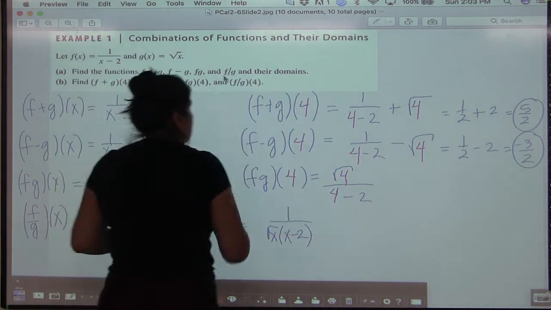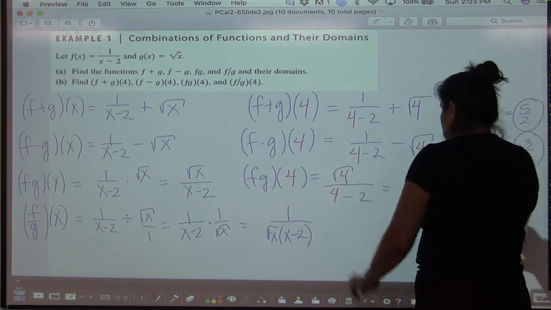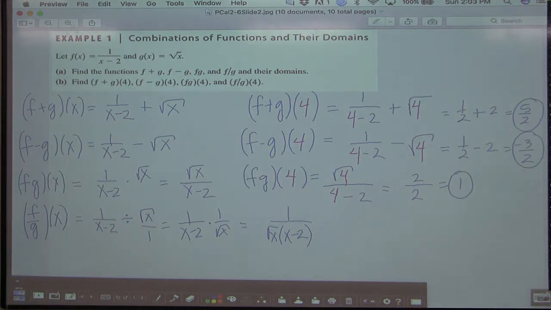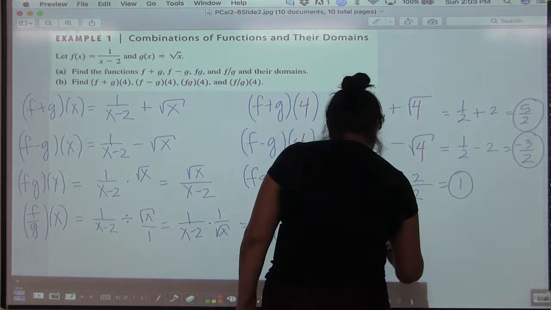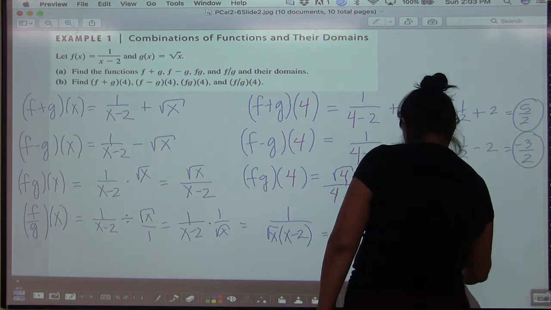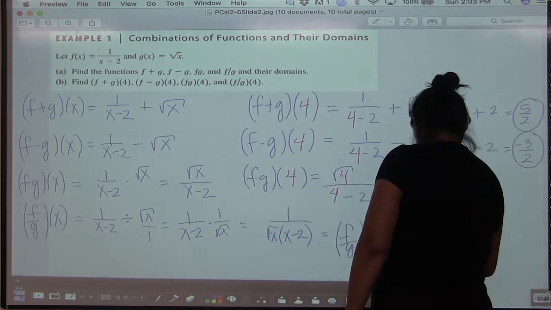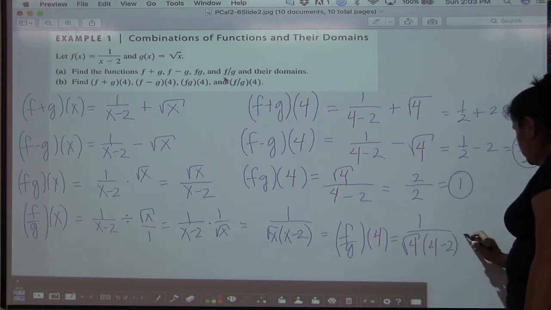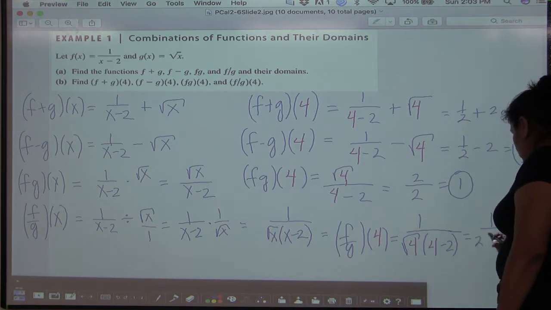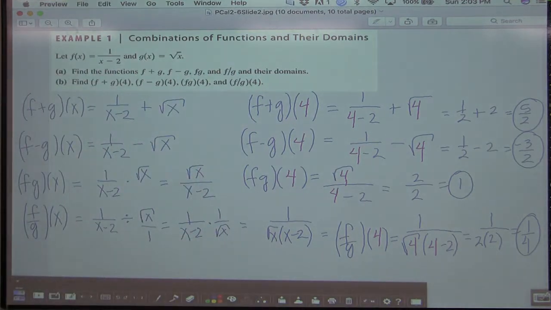Okay. So this time we're going to get square root of 4 is 2 over 4 minus 2, which is 2. So you get 1. So we have f times g of 4 is equal to 1. And then our last one is the f divided by g, so we're going to plug that into this little guy right here. We're going to do f divided by g of 4 equals 1 over square root of 4 times 4 minus 2. So there we go. We're going to put a 4 in these two spots. So we're going to end up with 1 over the square root of 4 is 2 times 2. So you end up with 1/4. Alrighty, and that takes care of example 1 for us.